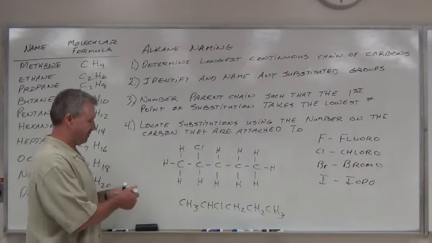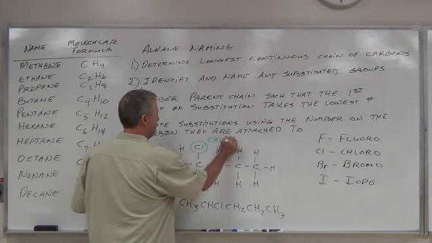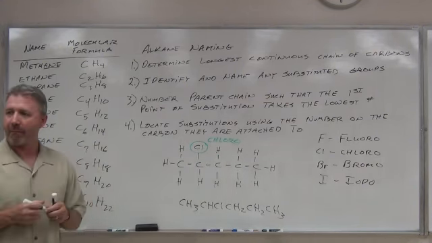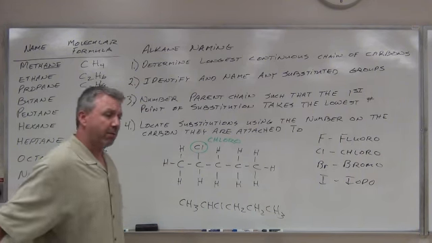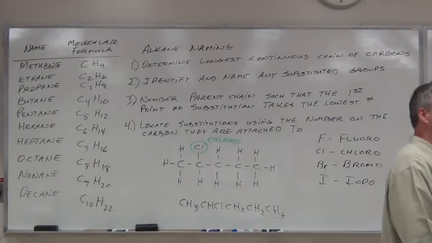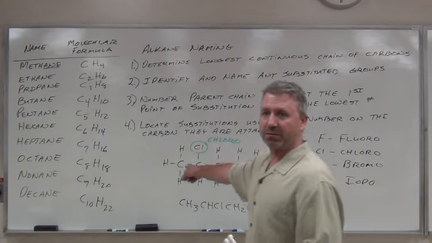Identify and name any substituted groups. We only have one. There it is. It's chloro. Now, I want to number my carbon chain in such a way that I put the lowest number on the first point of substitution. We only have one point of substitution.